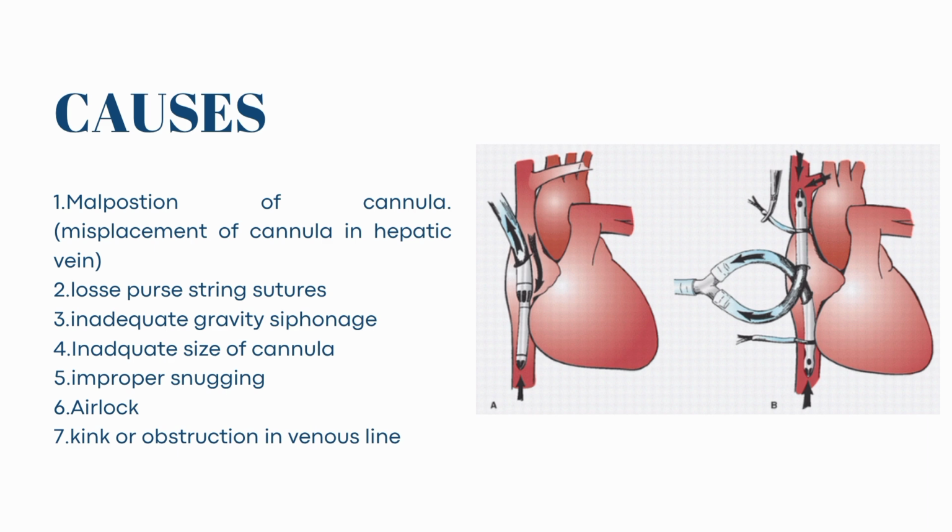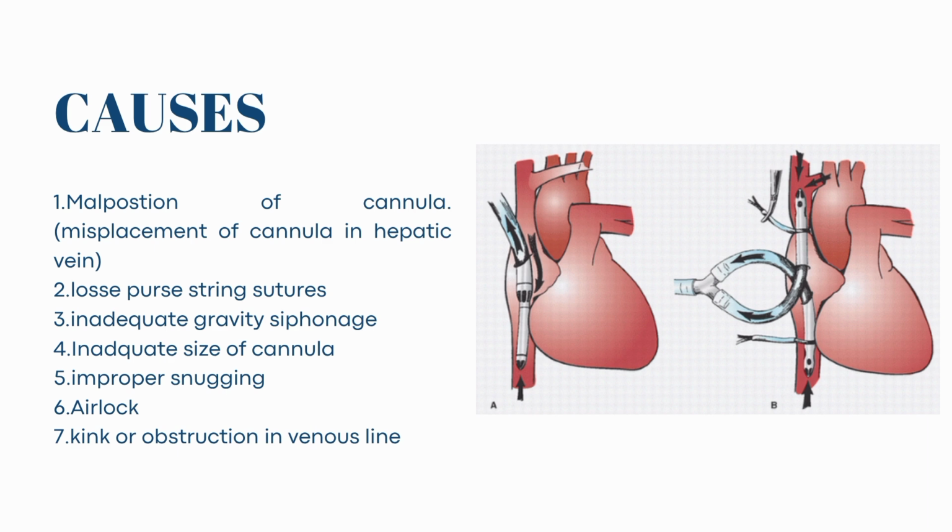Inadequate gravity drainage depends on the reservoir position. The inadequate size of the cannula depends on the patient's age and weight. We are not going to select a pediatric venous cannula for an adult. So according to the age, height, and weight, we are going to select the venous cannula size.